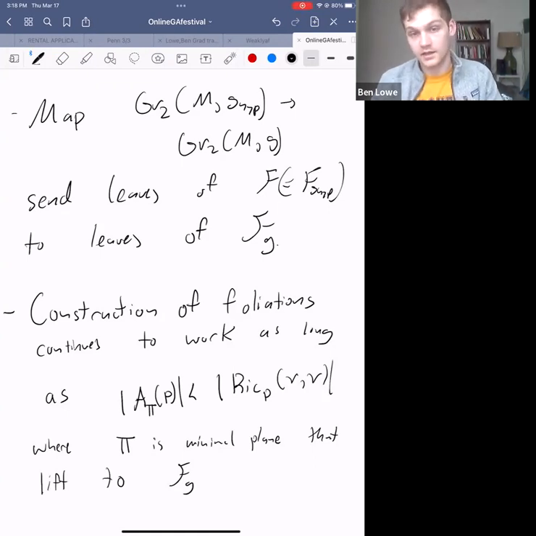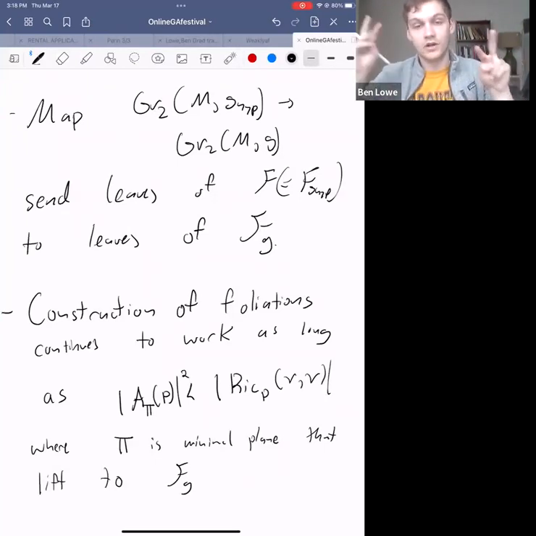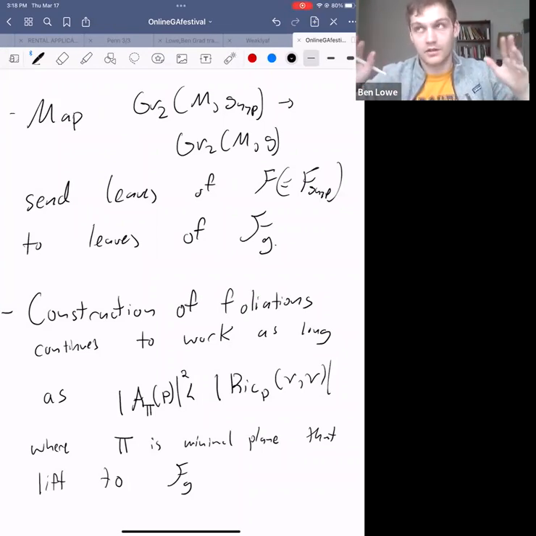Okay, so the condition is that we have all these minimal planes. When we lift them tangentially, they give us this foliation. And the condition that lets us construct the foliations is that the sum of the squares of the principal curvatures has to be smaller in absolute value than the ambient Ricci curvature. So as long as the intrinsic geometry of the surfaces is controlled by the ambient curvature, then we're fine. This condition is pointwise over all the different leaves.